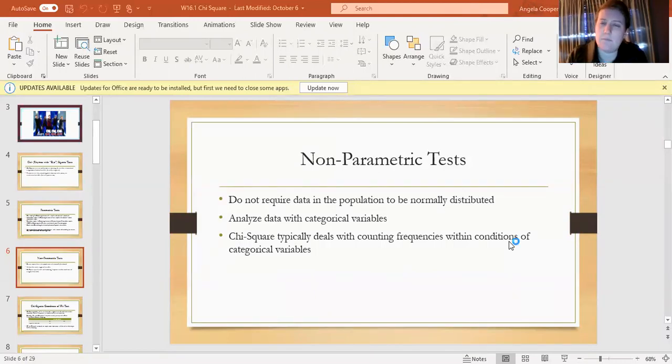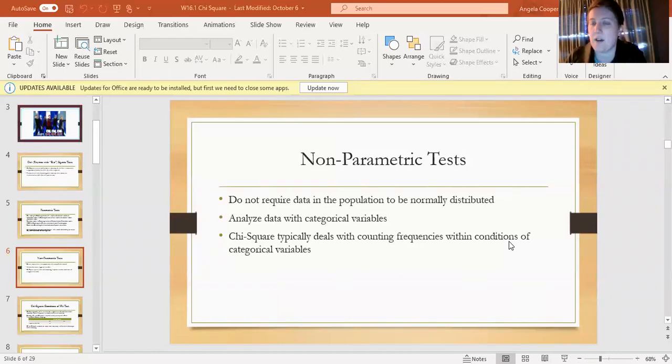With non-parametric tests, data does not need to be normally distributed. Some of our assumptions for, let's say, an independent samples t-test was that the population from which we obtained this data had to be normally distributed. Not the case with non-parametric tests. As I said many times up to this point, we are using categorical variables, and categorical variables only.